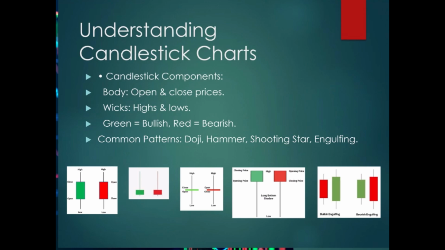Now, every candlestick has two main parts. You have the body. This is the thicker part of the candle. It shows where price has opened. So if you're looking at a green candle, price opened at the bottom of the candle, right?